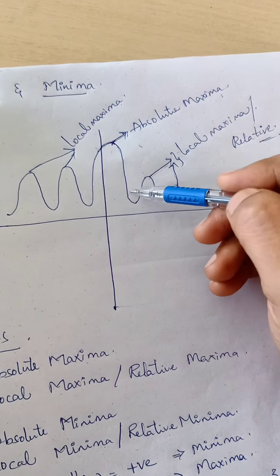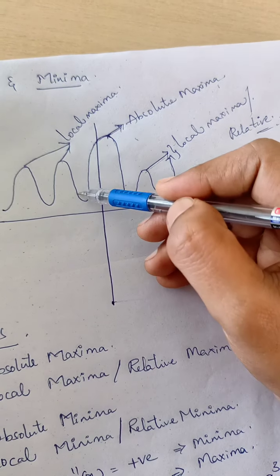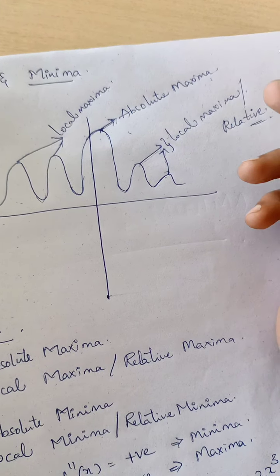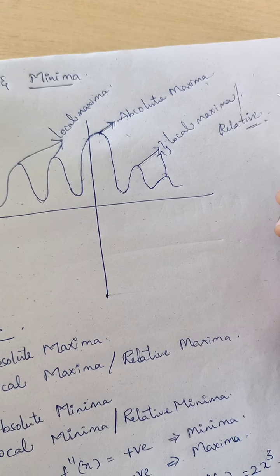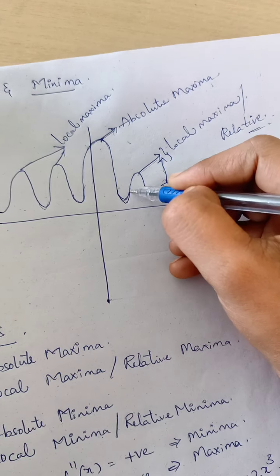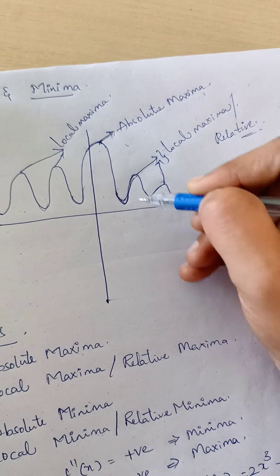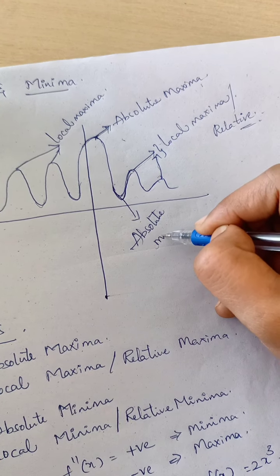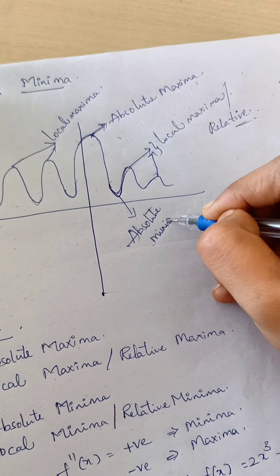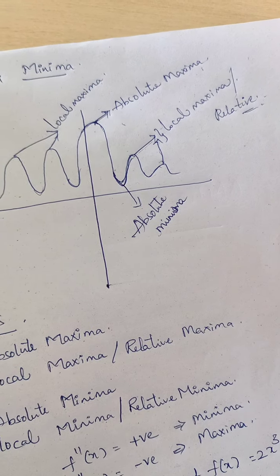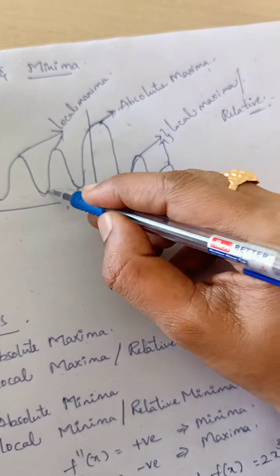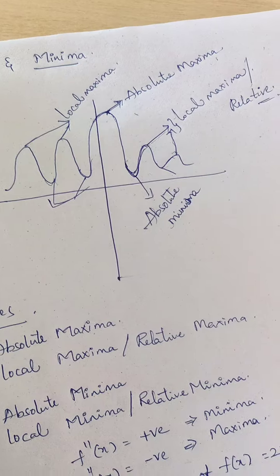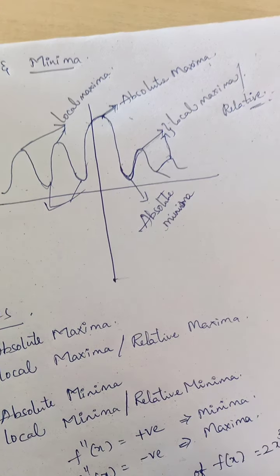Next we can discuss the declining curves. These should be called the minima. Here we have the absolute minima and local minima. The most declining curve should be called the absolute minima. This is called the absolute minima, and the remaining ones can be called the relative minima, otherwise local minima. So these are the types of maxima and minima.